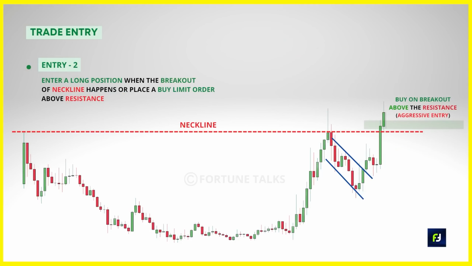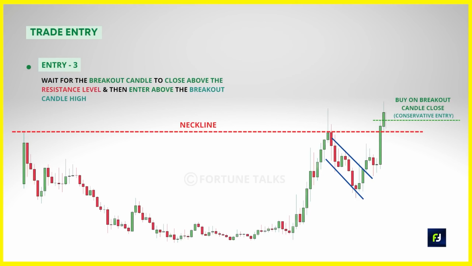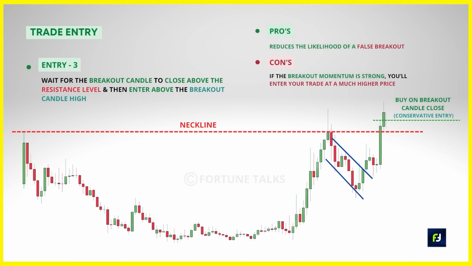So an alternative entry is to go long on the breakout above the neckline. This is the second best price you can get an entry at. But there is still a danger of a false breakout in this method. And if you are more conservative, you can wait for the breakout candle to close above the neckline and then take a long entry on the next candle above the breakout candle highs. However, sometimes the market closes much higher and you will have a poor reward to risk ratio. Now this will result in a wide stop loss and a smaller position sizing on your trade.